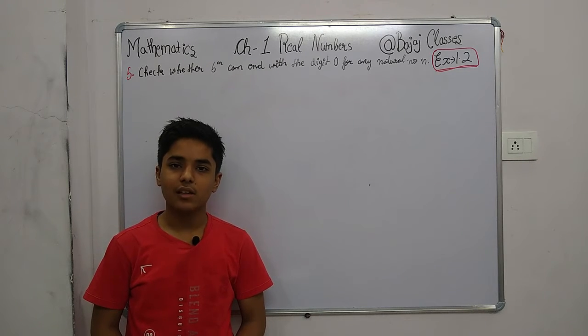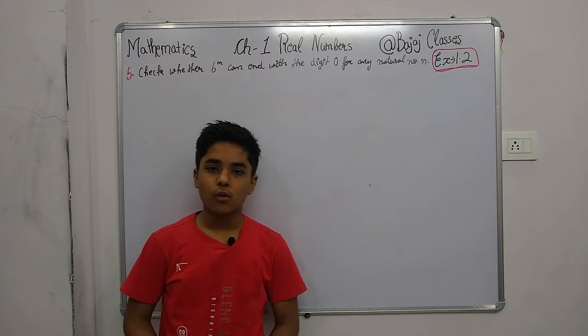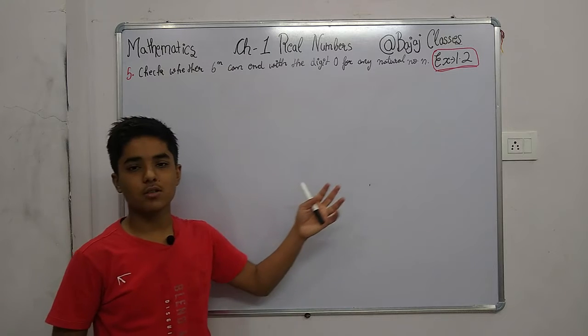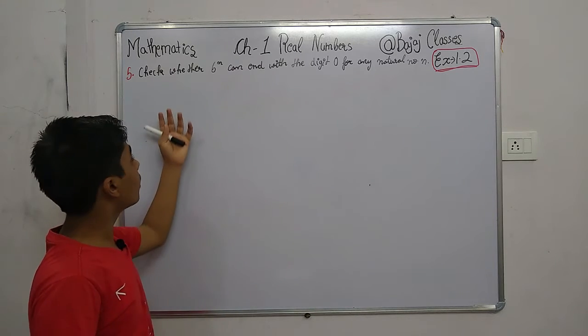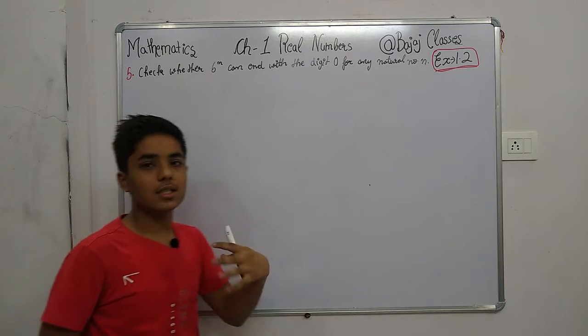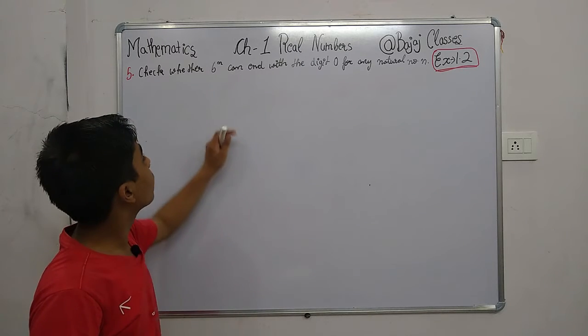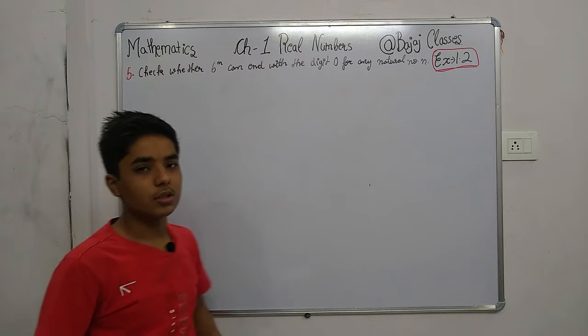So today this is our ninth lecture on the mathematics chapter 1, that is Real Numbers. In the previous lectures also, we have been completing exercise 1.2. Today we are going to do the fifth, sixth and next questions. So what is our fifth question?